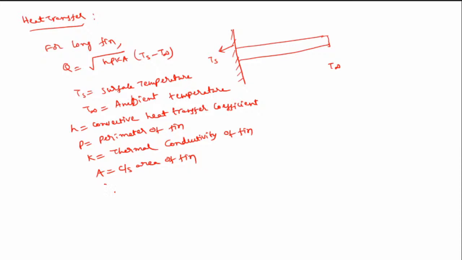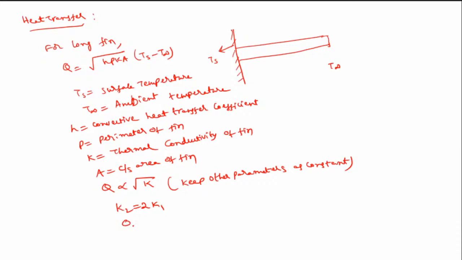From this we can say that Q is directly proportional to root k, because they have clearly mentioned keeping other parameters as constant. So Q is directly proportional to root k, and they have clearly mentioned that thermal conductivity is doubled, that is k2 is equal to 2k1. So then this will be Q dot, because it is in kilowatts or watts, which means per second, joules per second. That is why it is mentioned as dot.